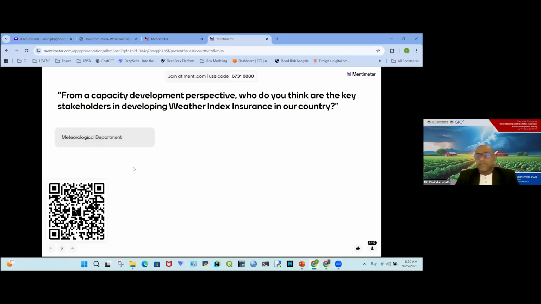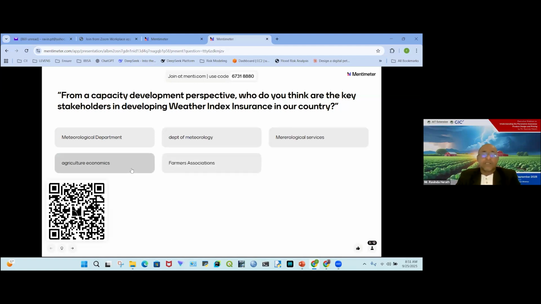Okay, meteorological department, yes. I have one answer. Department of Meteorological, meteorological services. Yeah, sure. Only the meteorological department in developing parametric insurance in the country? No other stakeholders involved? Agriculture, economics. Yeah, it's like an expert, right? Okay. And farmer association, yes, of course, they are the client.